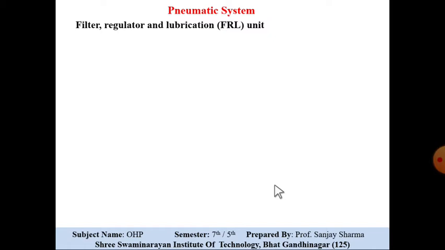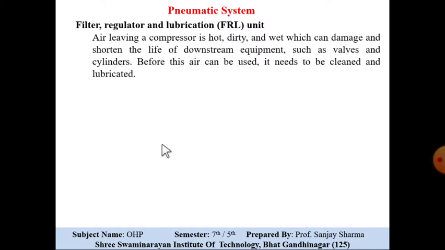Now filter, regulator and lubrication unit, FRL unit. This system is always used in the pneumatic system. We can say this is an air treatment device, and without the FRL unit we can say the pneumatic system is incomplete.